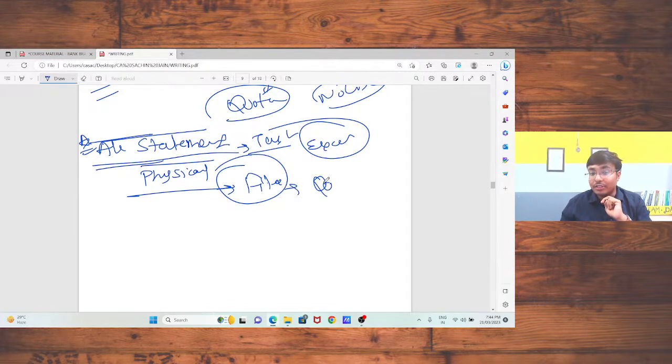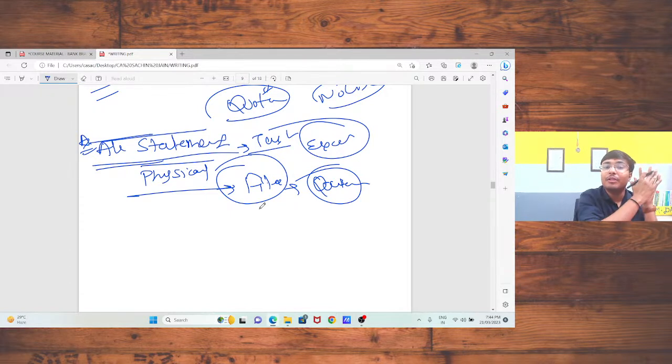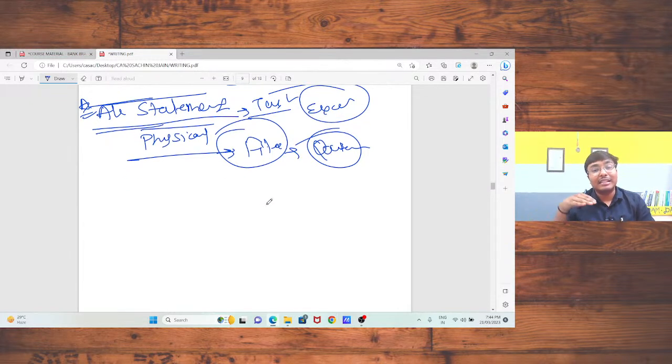Also, you should check the quotation, and if possible, verify the quotation from the supplier. Check whether the quotation is at a normal price, at a hiked price, or at a lower price. You should check the same.